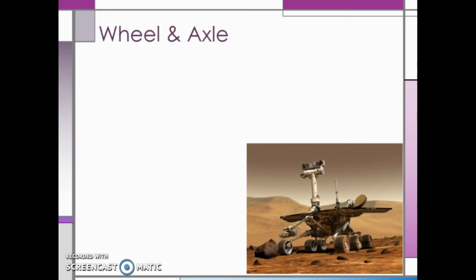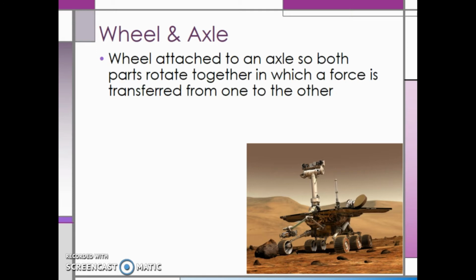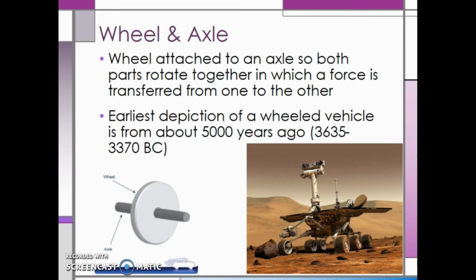Next, we have the wheel and axle. Wheels are attached to an axle so both parts rotate together. A force is transferred from the wheel to the axle or vice versa. The earliest depiction of a wheeled vehicle is from about 5,000 years ago, so wheels have been around for quite some time. In the picture on the right, we see that the Mars rover has 6 wheels and axles.